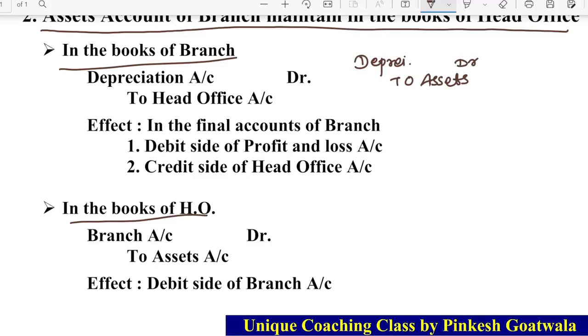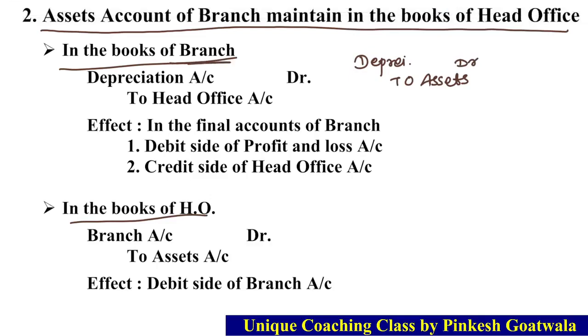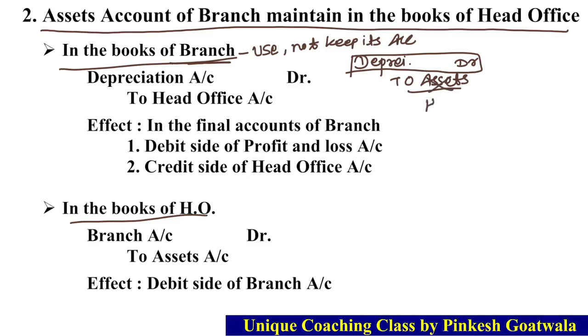Now just think, we give entry in the books of branch. Okay, now we know what branch does. Just remember, branch only uses the asset, does not keep its account. Branch only uses it, and when it uses it, depreciation charges will be applicable. So depreciation must be debit here. But it cannot credit asset because it does not keep its account; it keeps it in the head office. So who comes in place of asset? Head office. Clear? So the journal will be depreciation to head office.